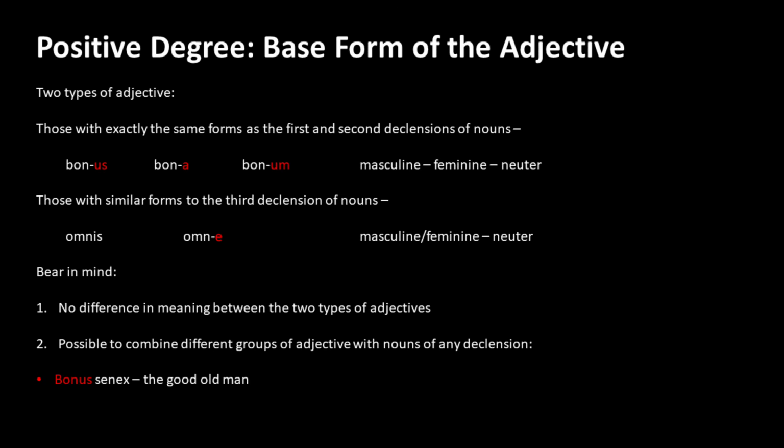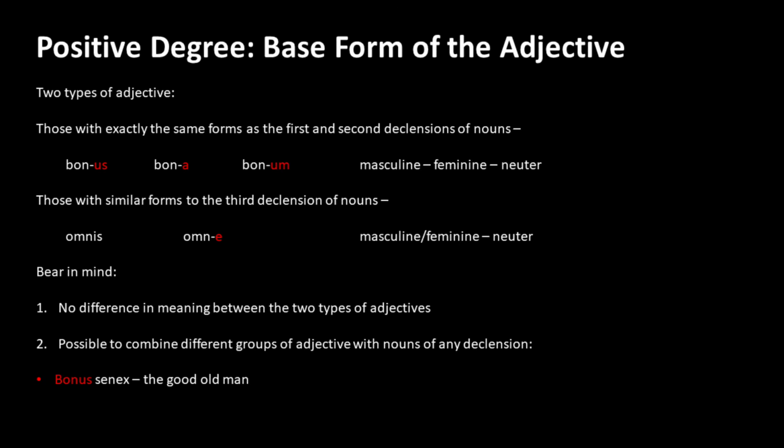For the moment, I will say that although bonus and senex are from different groups, bonus being a second declension adjective and senex being a third declension noun, these 2 are in perfect agreement with each other because they are both nominative, they are both masculine, and they are both singular.